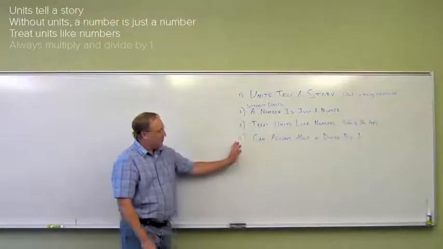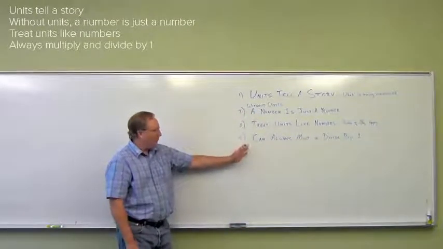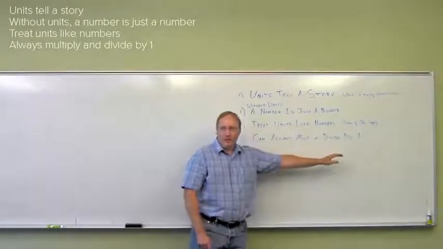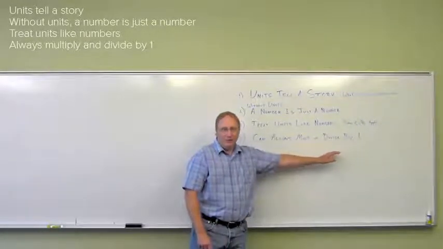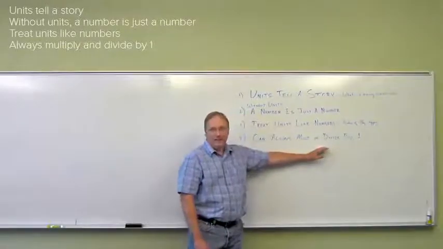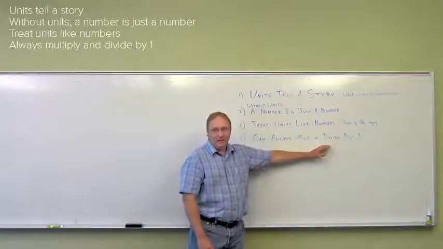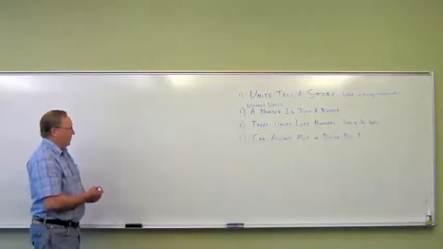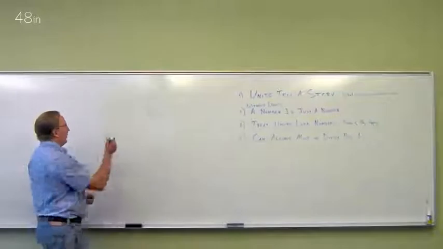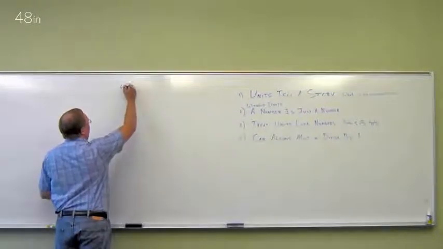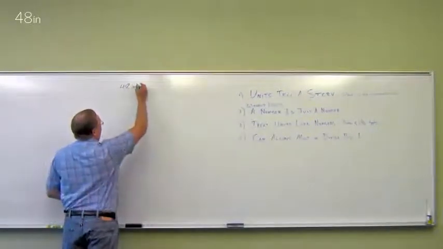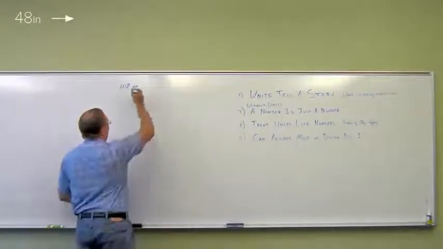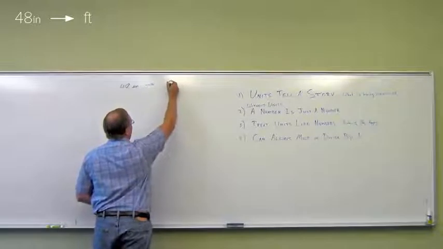And then finally, I've got a trick I want to show everybody. We can always multiply or divide by 1. And that's kind of a fundamental tool that we're going to use over and over again to manipulate units. This is called dimensional analysis. So let's take an example. So let's say I have something that's 48 inches long. Now, everybody knows 48 inches is 4 feet. But let's do it really thoroughly. So let's say 48 inches, and I want to convert that to feet.